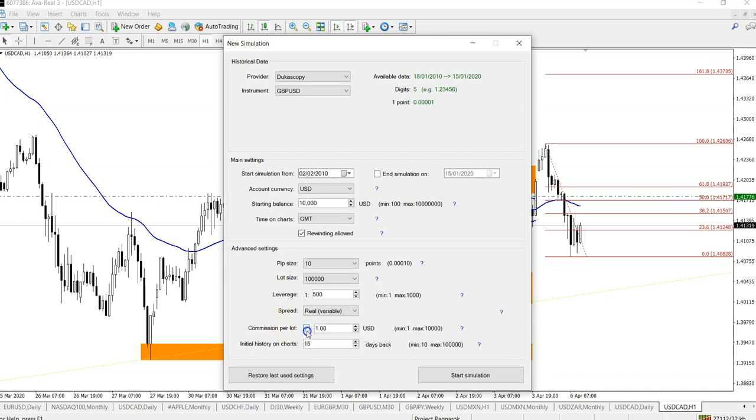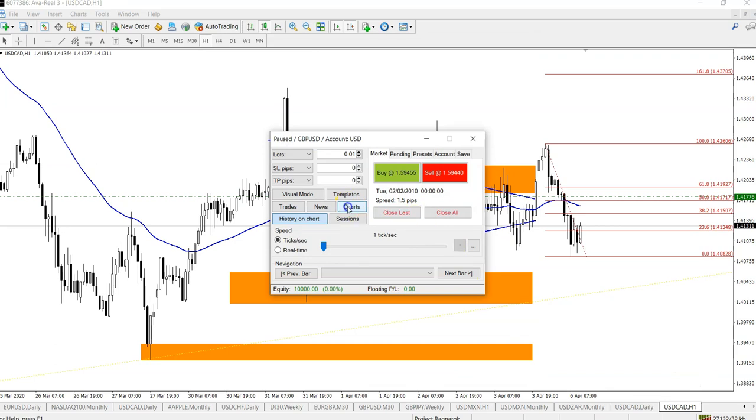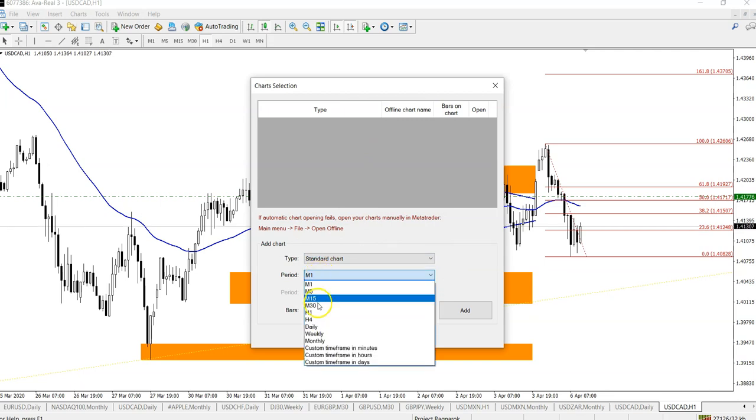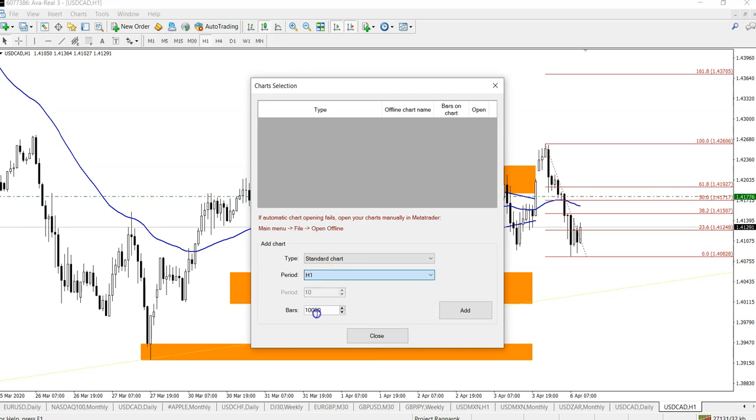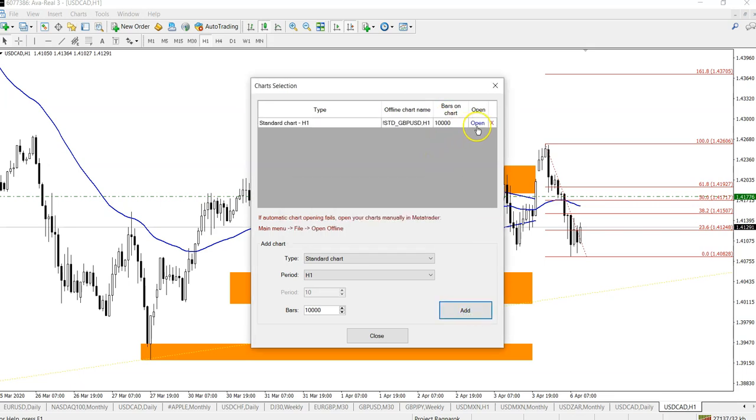All right? Commission per lot, let's say you pay $15. It's high, but it doesn't matter when you have the right direction. We are going to start the simulation. Let's look at the chart. I'm going to use standard, which is candlesticks, and the 1 hour. I think the 1 hour is good. Let's add the chart and open it.